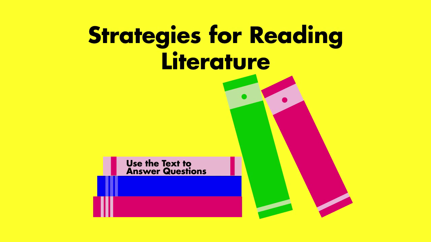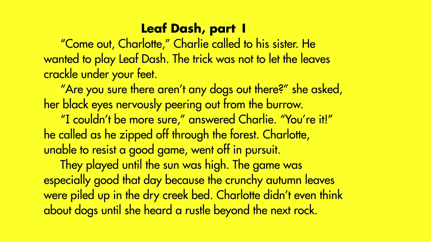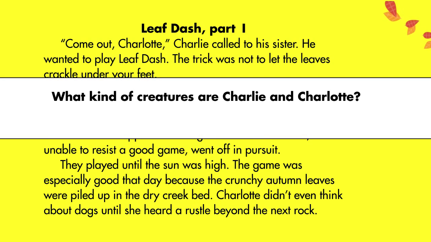Another strategy is to use details from the text to draw inferences. An inference is a conclusion that a reader makes based on evidence from the text, evidence from other texts, personal experience, and logical thinking. Drawing an inference is a way to find an answer that cannot be found directly in the text. Here is a question that can't be answered just by looking at the text. What kind of creatures are Charlie and Charlotte?